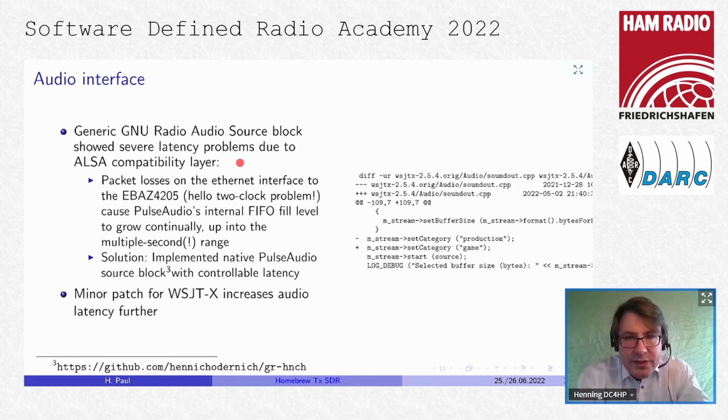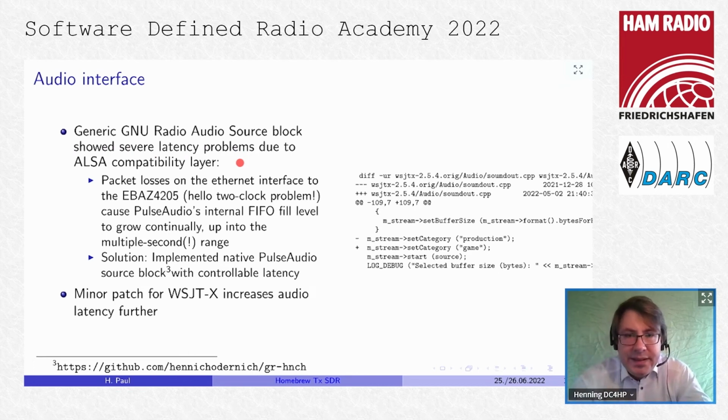The generic GNU Radio input-output blocks don't use PulseAudio natively. They use the ALSA compatibility layer. And that means there are no guarantees on latency and the like. And in my situation, as soon as you have a packet loss on the Ethernet interface, on the interface between the IIO block and the actual transmit hardware, the two clocks start to diverge. And that means you have this very, very famous two clock problem.